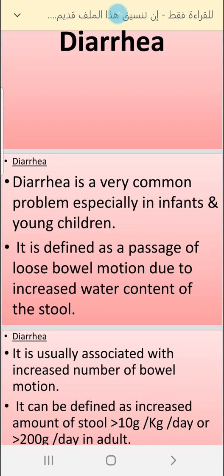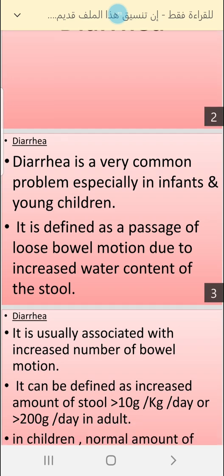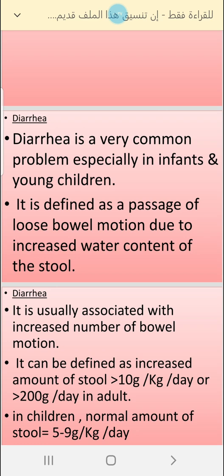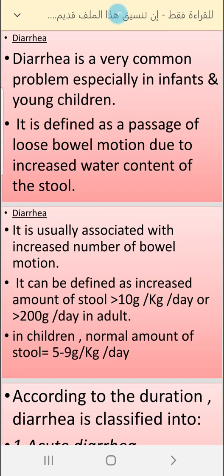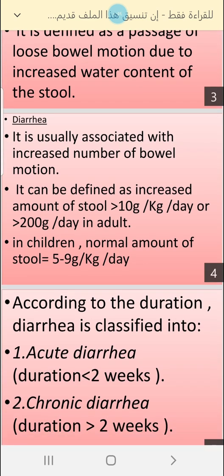Diarrhea is a very common problem, especially in infants and young children. It is defined as passage of loose bowel motion due to increased water content of the stool. It is usually associated with an increased number of bowel motions. It can be defined as an increased amount of stool, more than 10 grams per kg per day, or more than 200 grams per day in adults. In children, the normal amount of stool is about 5 to 9 grams per kg per day.